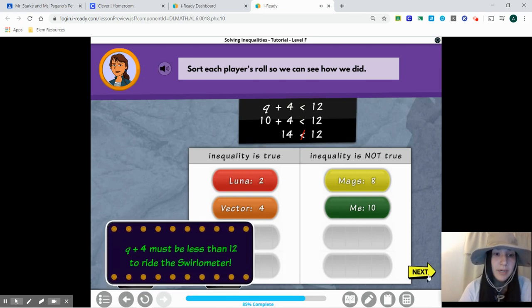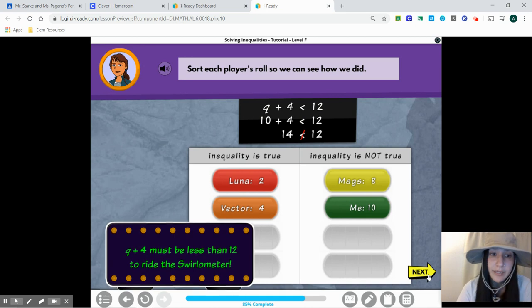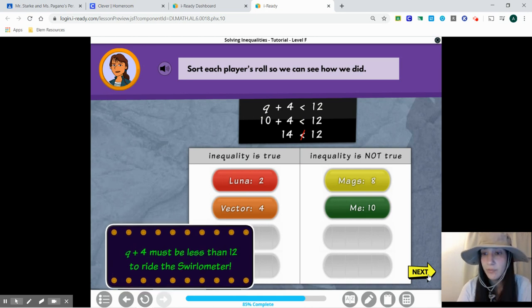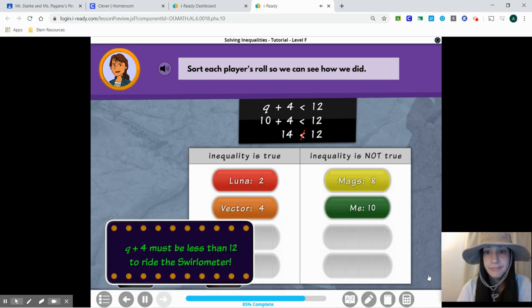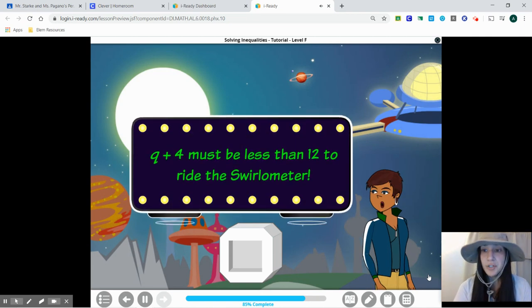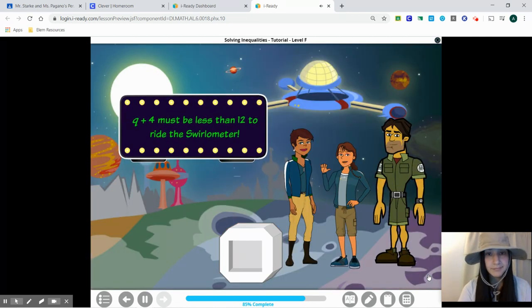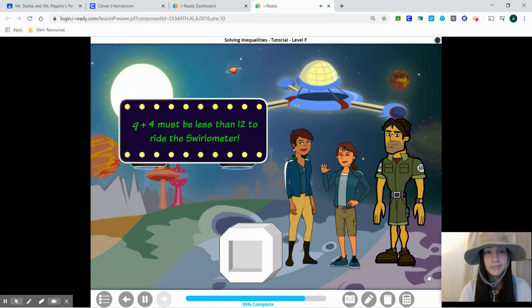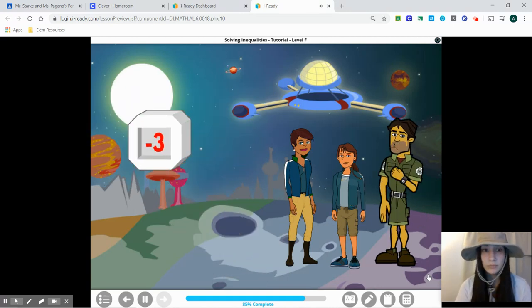Q plus 4 must be less than 12 to ride the swirlometer. Well, we can't ride it. Darn. Looks like Luna and Vector get to ride on the swirlometer. Shucks. Awesome. I wonder what happens in the next round. Well, let's see.